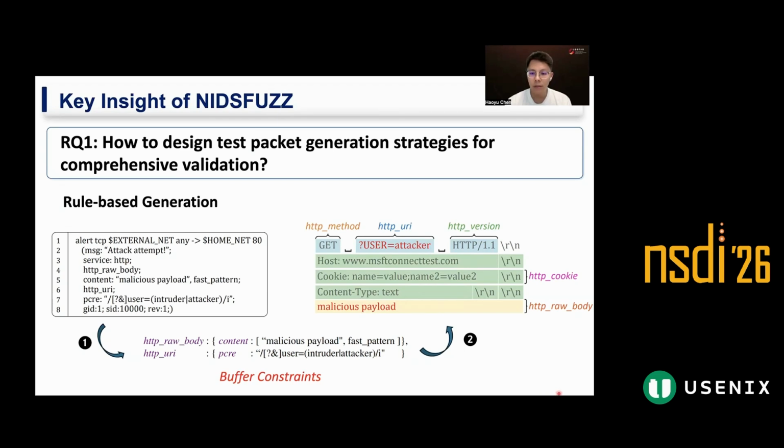In our design, these signatures are represented as a data structure called buffer constraints. The buffer constraints are later used to construct the concrete packets like this. This gives us an important benefit. The generated packets are guaranteed to align semantically with the rule, so they will not be discarded prematurely by the NIDS. As a result, our system can provide targeted validation and systematic coverage of the deployed rule set.